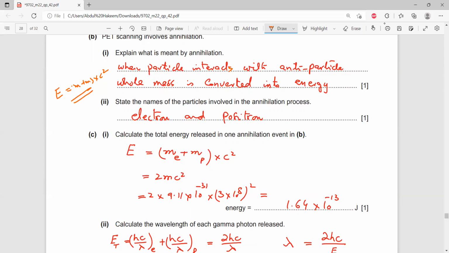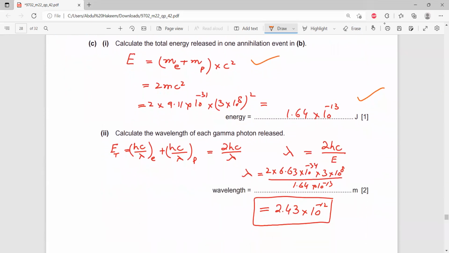Calculate the total amount of energy released. Annihilation, so look at this, energy of the annihilation is mass of the electron plus mass of the positron, times c squared. Both are anti-particles, so they have the same mass. So 2mc squared, the mass of the electron is 9.11 times 10 to the power minus 31. You can check from the data sheet. And the speed of light is 3 times 10 to the power 8, squared. The answer is this. And next, calculate the wavelength of each gamma photon released.